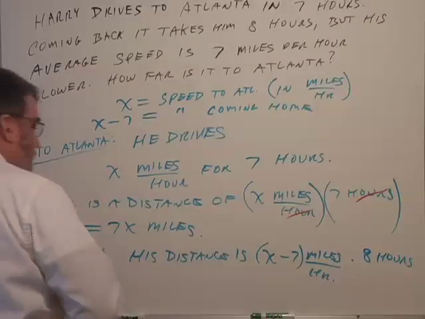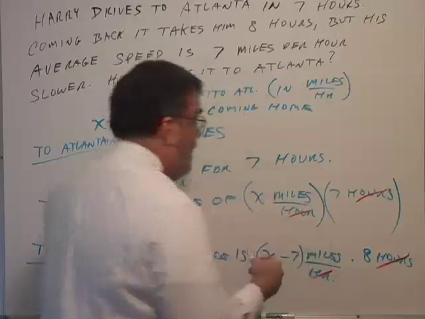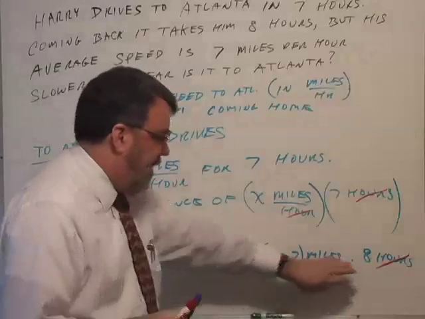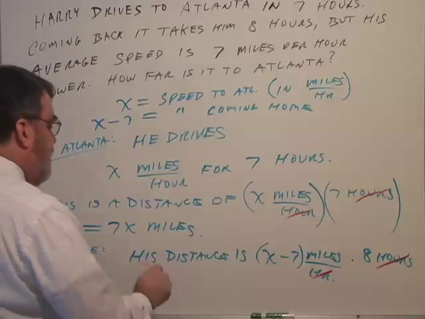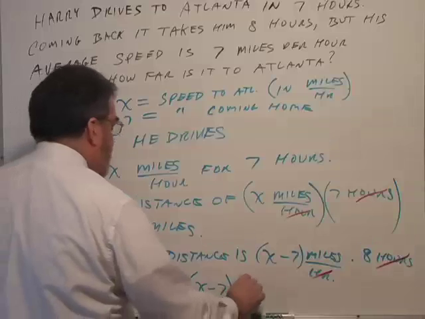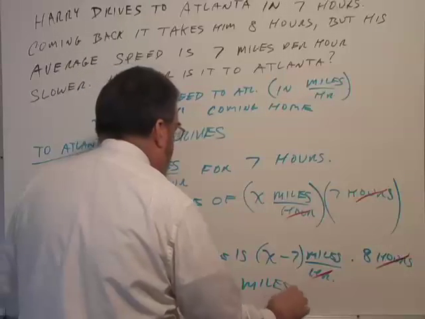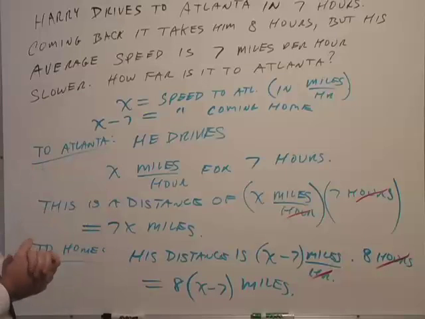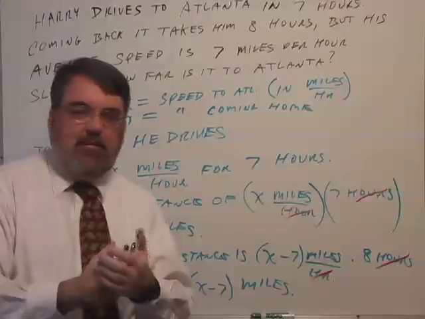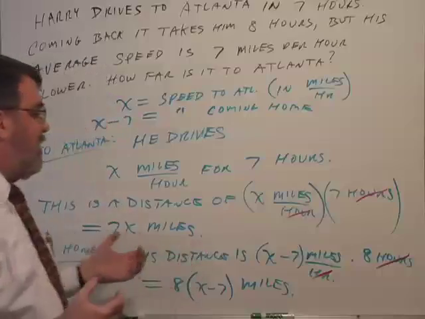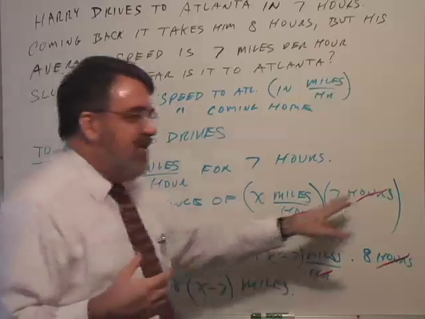So again, the hour units cancel, leaving a distance in miles. So we have his speed times time, and that gives us distance, which is 8(x - 7) miles. All right, so again, let me recap. Two different trips, and we need to incorporate speed, time, and distance. But distance comes from multiplying speed and time together.